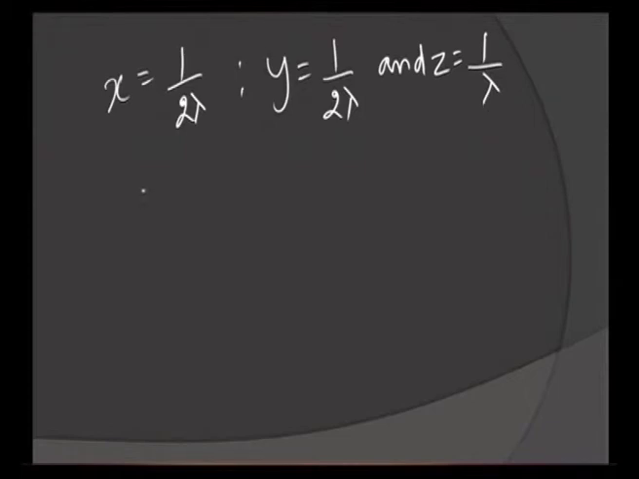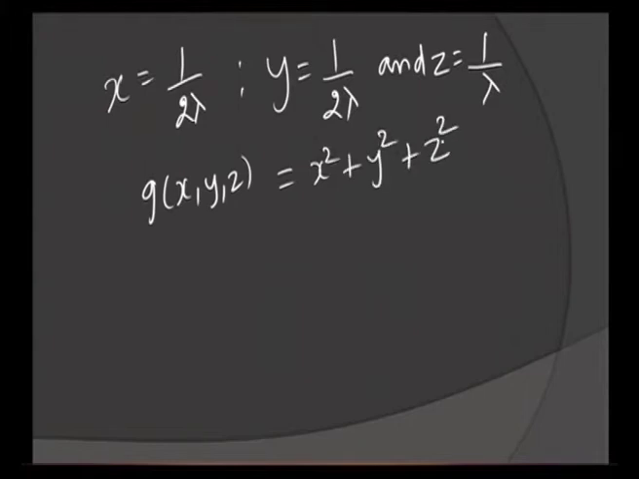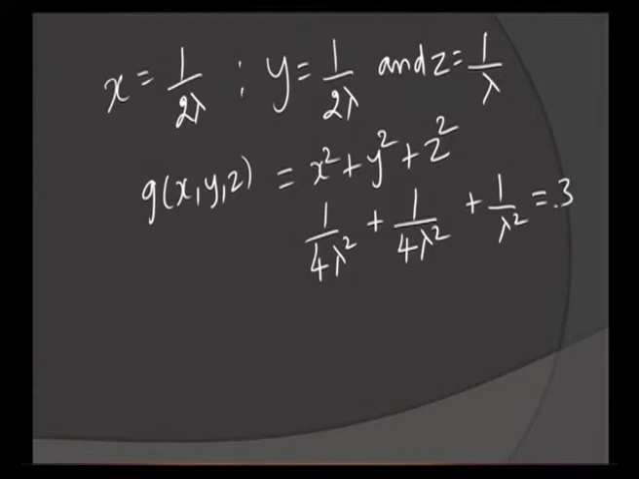Now, plugging these values into the surface. The surface or constraint given here is g of x, y, z is equal to x square plus y square plus z square. This is the surface or constraint given. So, plug these values here. So, we got 1 by 4 lambda square plus 1 by 4 lambda square plus 1 by lambda square is equal to 3.